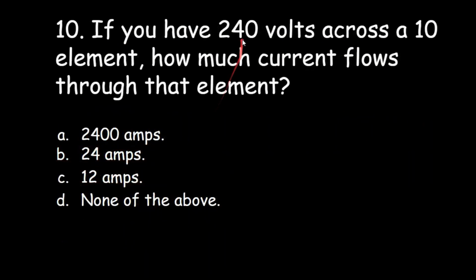Number 10, you have 240 volts across a 10 ohm element. How much current flows through that element? 2400 amps, 24 amps, 12 amps, or none of the above.